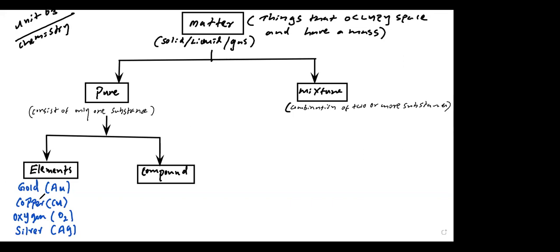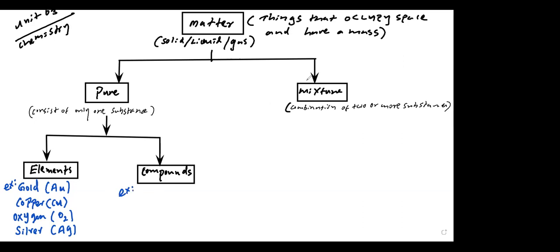These are elements. If you can write a chemical formula and it is made of only one type of atom, it is called an element. The other group is compounds. A compound consists of two or more elements. Examples: water that you drink, copper sulfate, sodium chloride. Please note this down; here I'll write examples.